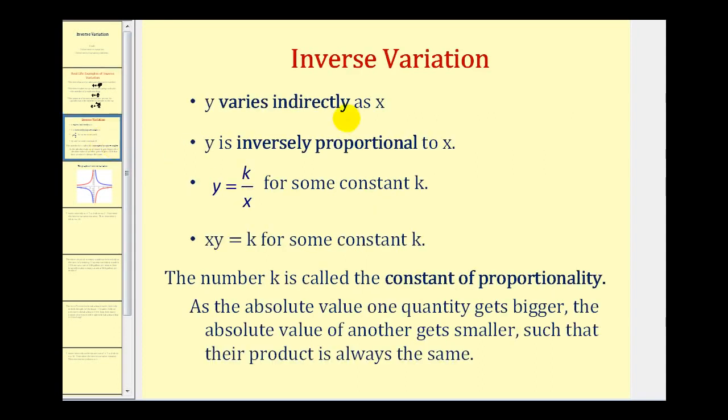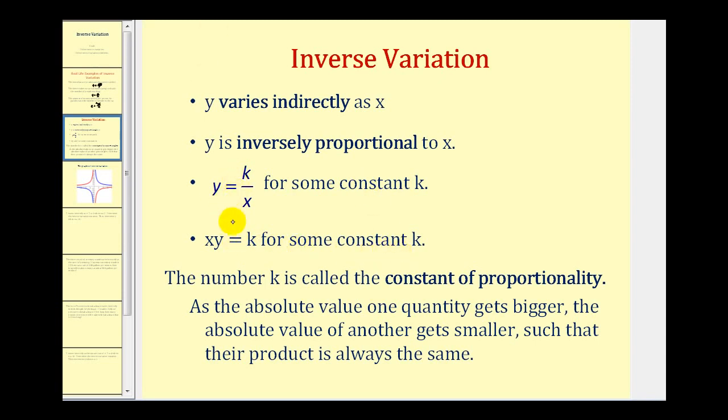More formally, these all represent inverse variation. Y varies indirectly as x. Y is inversely proportional to x. The equation y equals k divided by x for some constant k, as well as x times y is equal to k for some constant k.